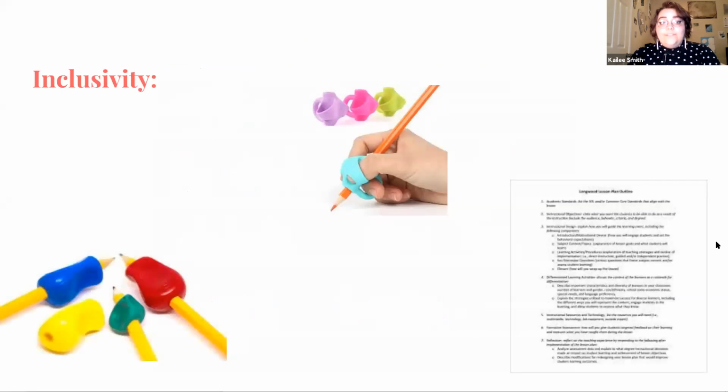So the inclusivity part in this case is actually pretty simple. The student himself will have to go through and be in writing intensive therapy probably, but as an educator or parent, one of the things that you can do is they have different types of pencil grips you can use to help your student better hold a pencil.